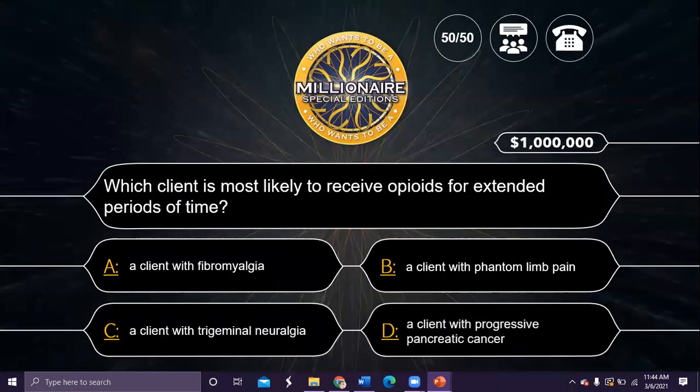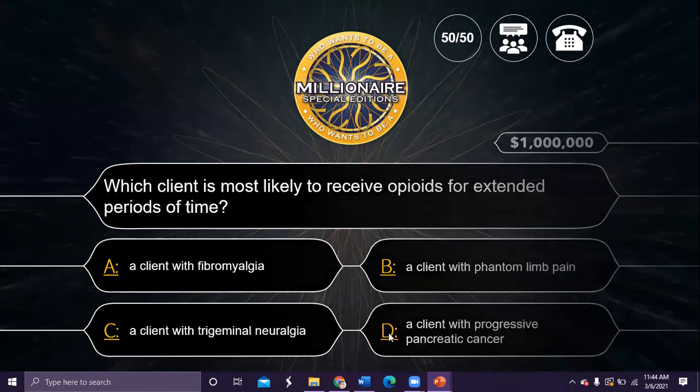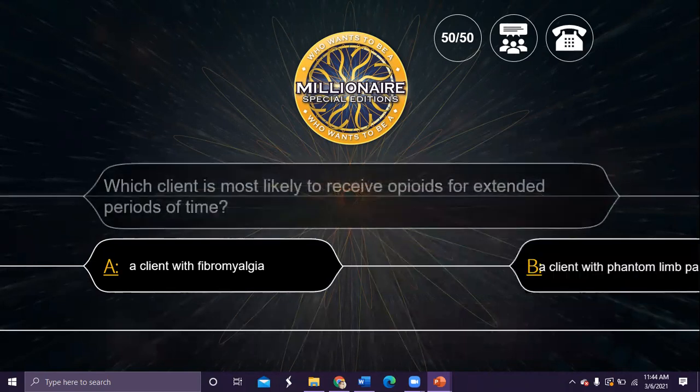This is your $1 million question. Which client is most likely to receive opioids for an extended period of time? A client with fibromyalgia, a client with phantom limb pain, a client with trigeminal neuralgia, or a client with progressive pancreatic cancer? Pancreatic cancer. Yep, I agree. Cancer. Yes. So fibromyalgia may be on opioids for a long period of time, but who is most likely? Definitely our terminal illness or our aggressive cancer.